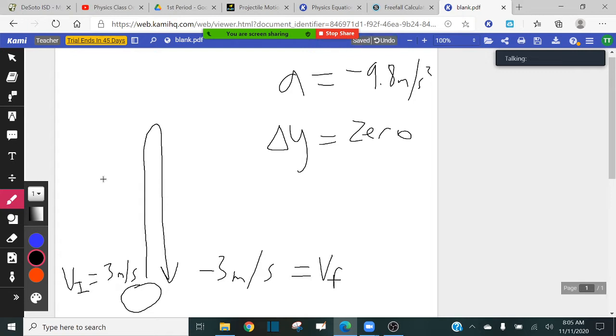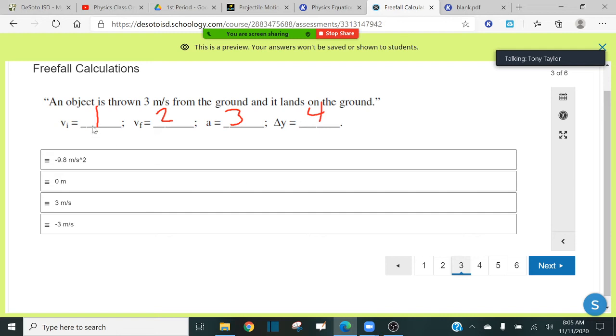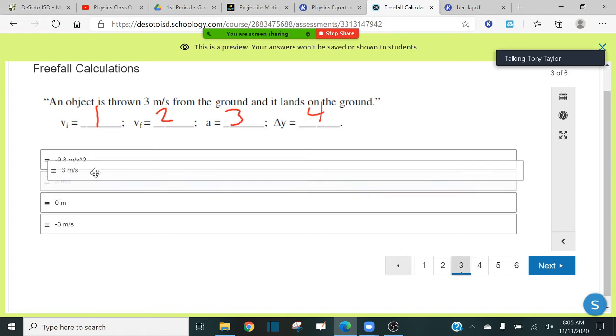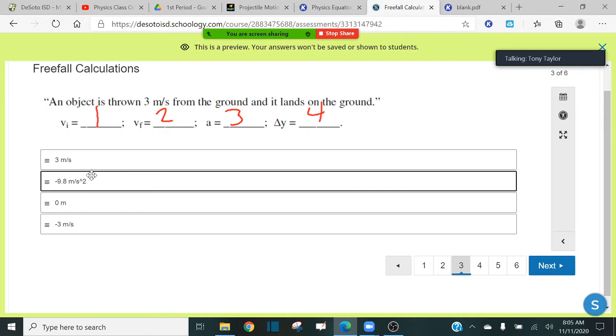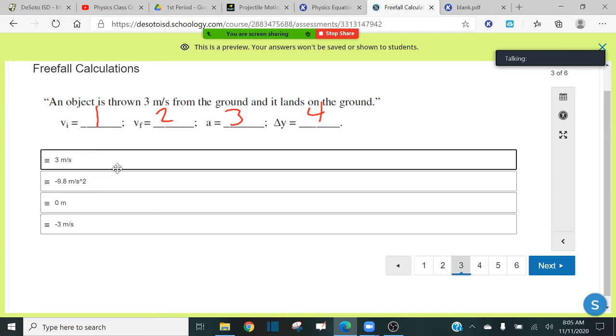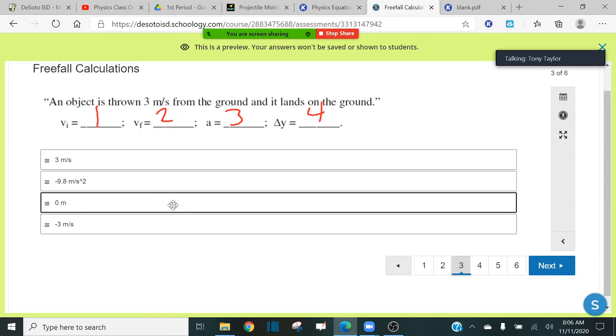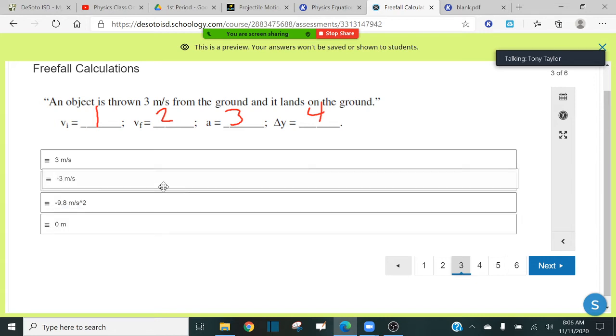Okay. So with that said, let us put everything in order. Okay, so number 1 represents our initial velocity. Okay, we just said that our initial velocity was 3 meters per second, guys. So, guys, for your answer, please drag that box to box 1 because you want to put everything in order. And then number 2, the second box needs to be the final velocity, which is negative 3 meters per second.